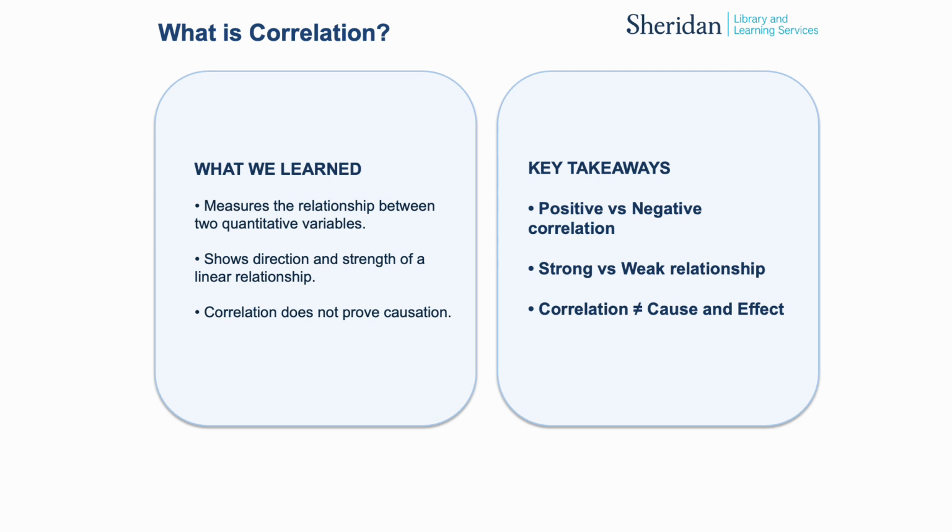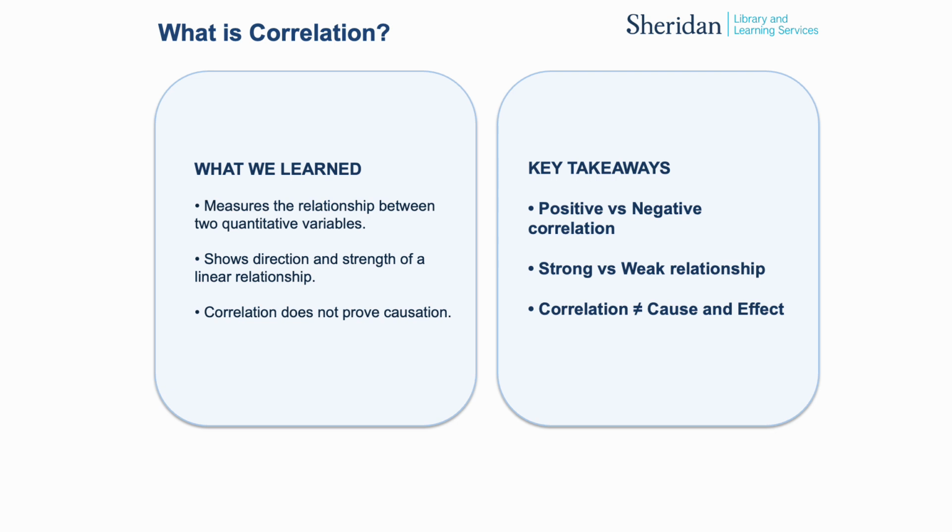The second characteristic of correlation is the strength of the relationship. Sometimes two variables are very closely related, other times the relationship is much weaker. Later in this chapter, we'll use the correlation coefficient, R, to measure exactly how strong the relationship is. Now here's the most important idea on this slide, and honestly, probably one of the most important ideas in the entire course. Correlation only tells us that two variables are related. It does not explain why they are related.